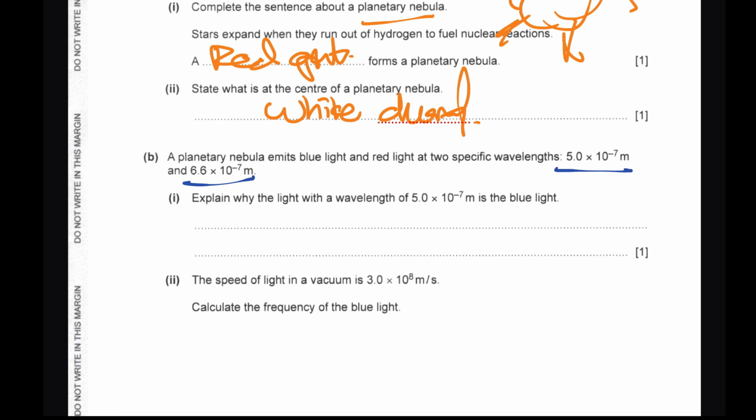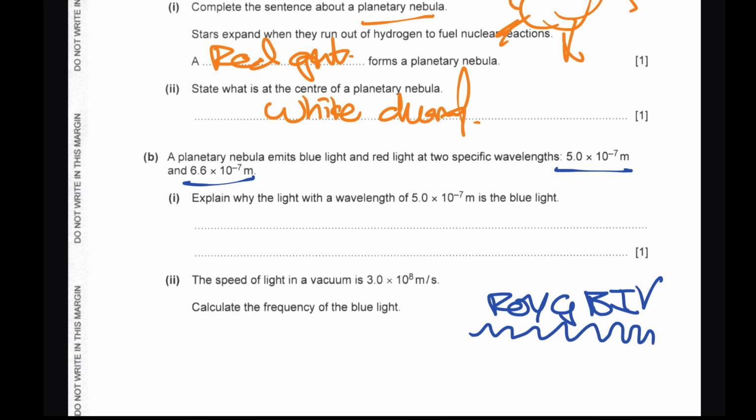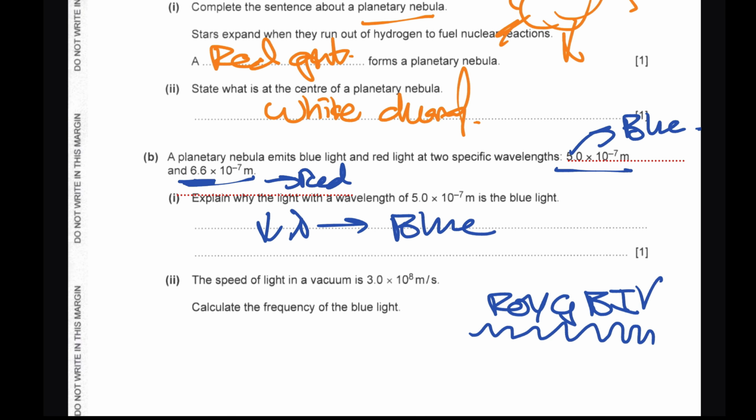So we know ROY G BIV, where violet is the shortest and red is longer. Basically, they want you to identify that this is the longer one, so this must be red, and this is the shorter one, so this must be blue. So shorter wavelength, hence blue. And you can just say that it is within the approximate range of blue light. That's why you write it.